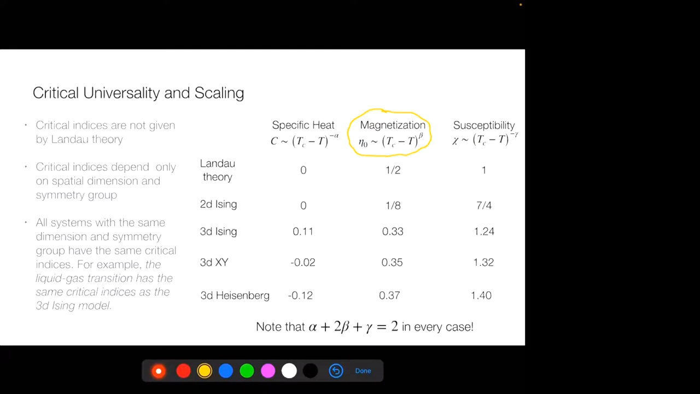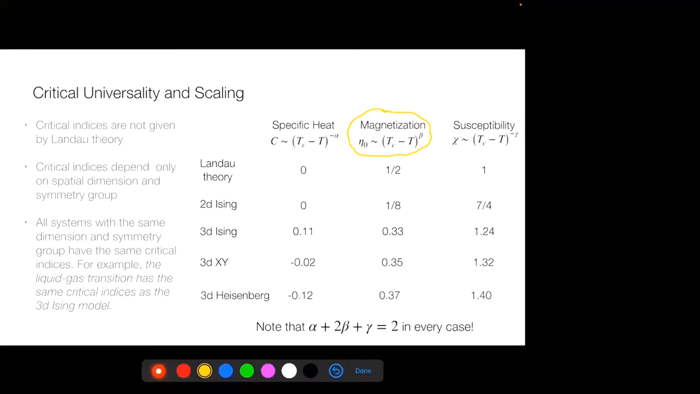And if you measure other critical indices, like the specific heat, which is a measure of how much energy it takes to go from one phase to another, or the susceptibility, which measures the response of the spins to an external magnetic field, you also get different critical indices. And these critical indices are alpha, beta, and gamma.